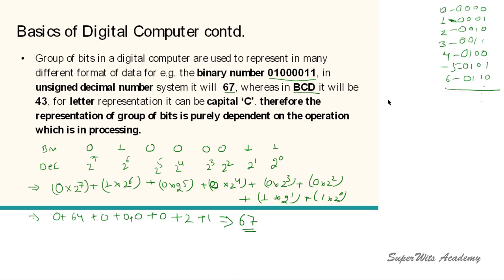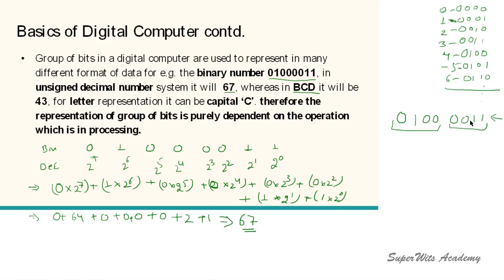If we try to compare, as we are saying that BCD works on 4 bits, we have to divide this 8-bit number, 0100 0011, into 2 pairs of 4 bits. So this is the first pair and this is the second pair, and we start from the right-hand side.